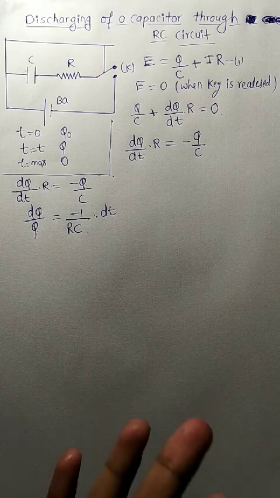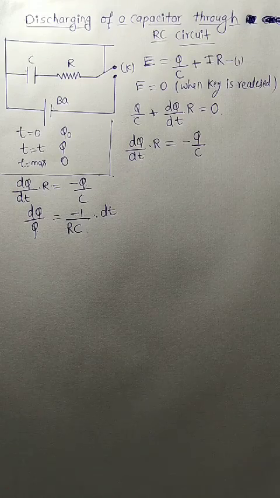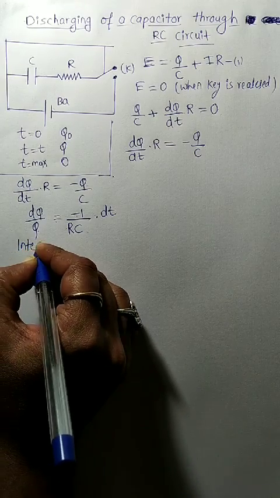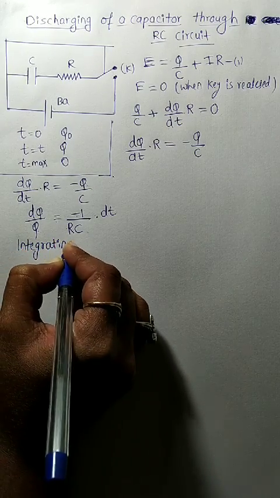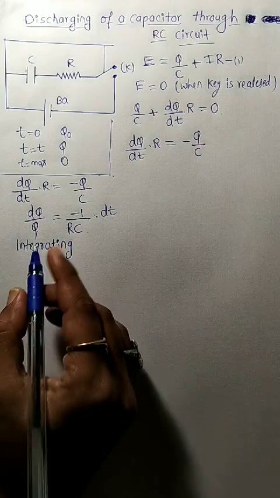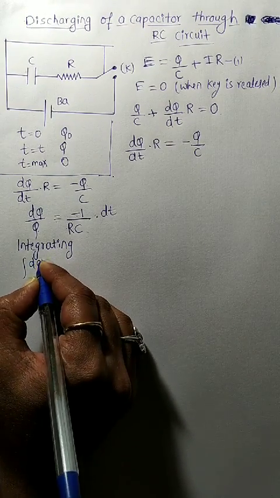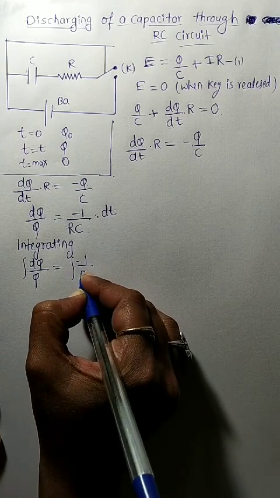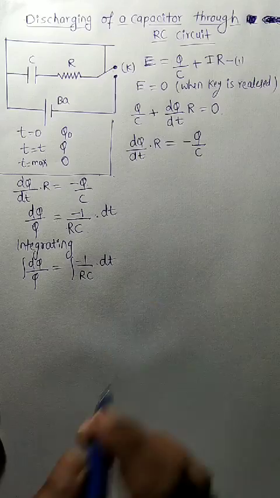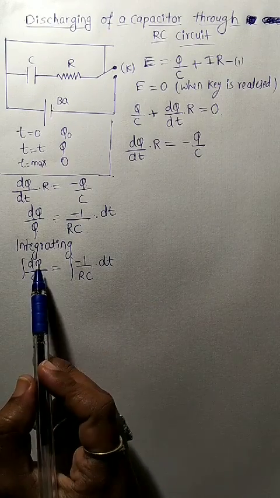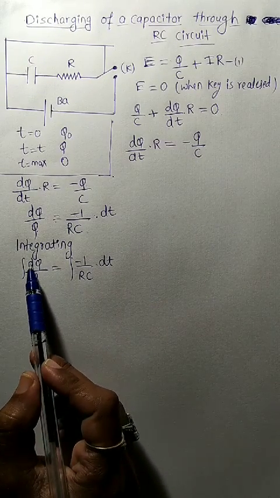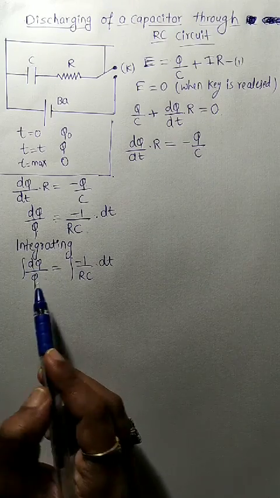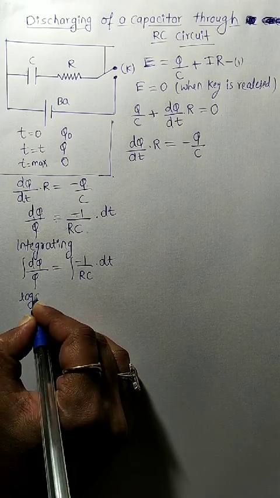To calculate how much voltage will be dropped by the capacitor, that is what we should find. So I'll integrate the above equation. Integration of dq divided by q is equal to integration of minus 1 divided by RC into dt. As with dx by x, what is the integration of dx by x? It is nothing but log x. In the same way, the integration of dq by q is log q.